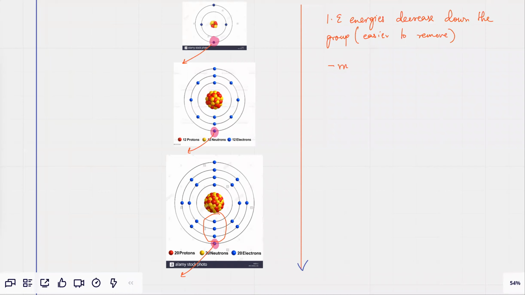It's farther from the nucleus, so it's easier to remove. So one is you've got more shielding, more inner shells when you go down the group. The other one is distance increases, or you can call it the atomic radius increases. You can call it distance as well. So, because of these factors, ionization energy decreases. It becomes easier to remove electrons.